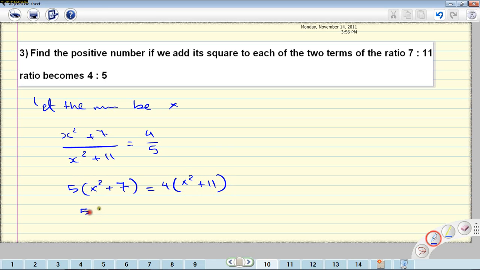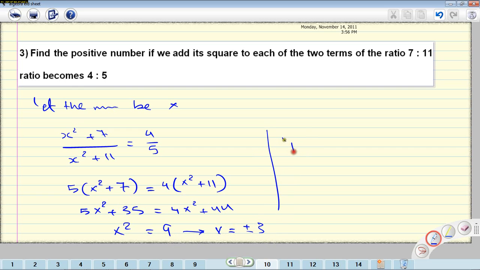Using the distributive property, which is 5x to the power of 2 plus 35 equals 4x to the power of 2 plus 44, and move 4x to the power of 2 there, and here's 5x to the power of 2, so we subtract 5x to the power of 2 minus 4x to the power of 2, which is x to the power of 2, and 45, move it there with 44, so 44 minus 35, which is 9, so x equals positive or negative 3, so the number is 3, not positive or negative 3, it's 3 only because it says here find the positive number.